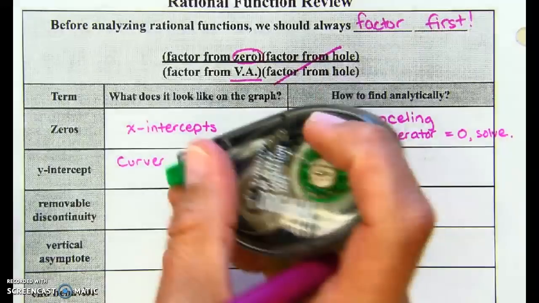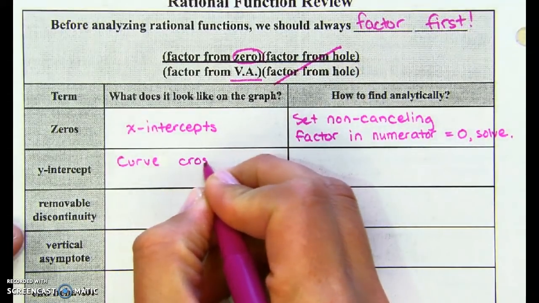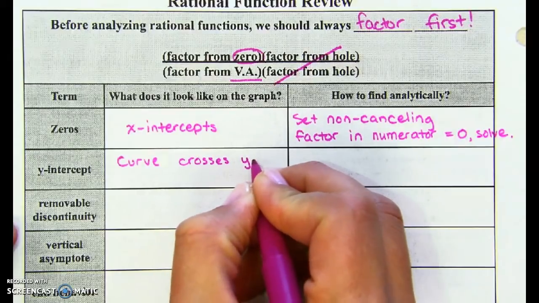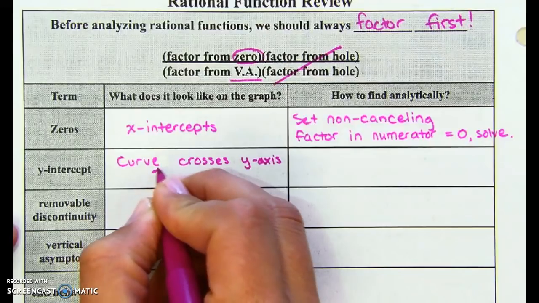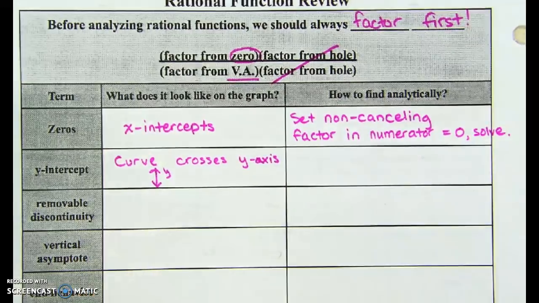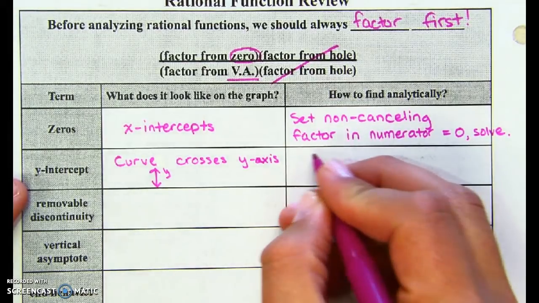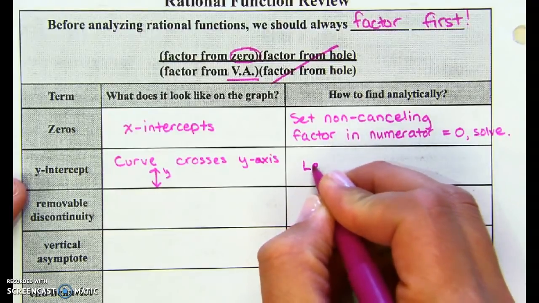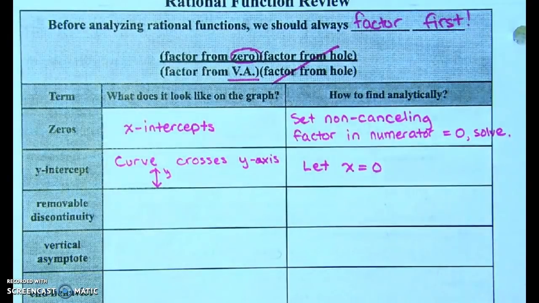Where the curve, C-U-R-V-E, crosses the y-axis, but where is the y-axis? The y-axis is the one going up and down, right? Curve. You guys know what a y-intercept is, yes? How do you find it analytically? You always plug in 0 for x. Let x equal 0. And the lights go off.